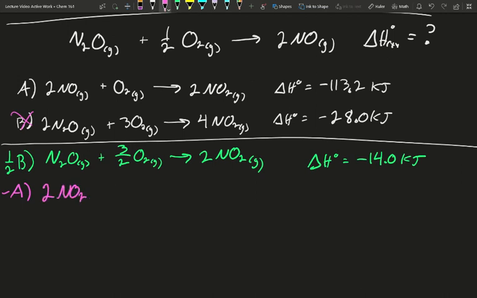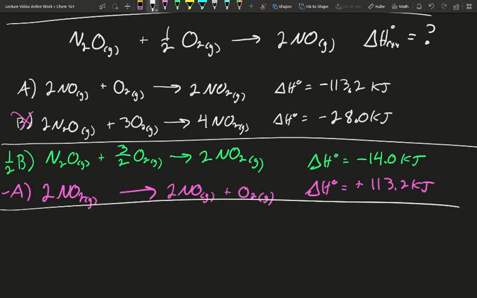2 NO2 gas will now be on the left for my modified A. That'll give me 2 NO gas over on the right, and O2 gas over on the right. And so we flipped A, which means the delta H naught is now positive 113.2 kilojoules. If I add these equations together, everything on the left will be on the left, everything on the right will be on the right.